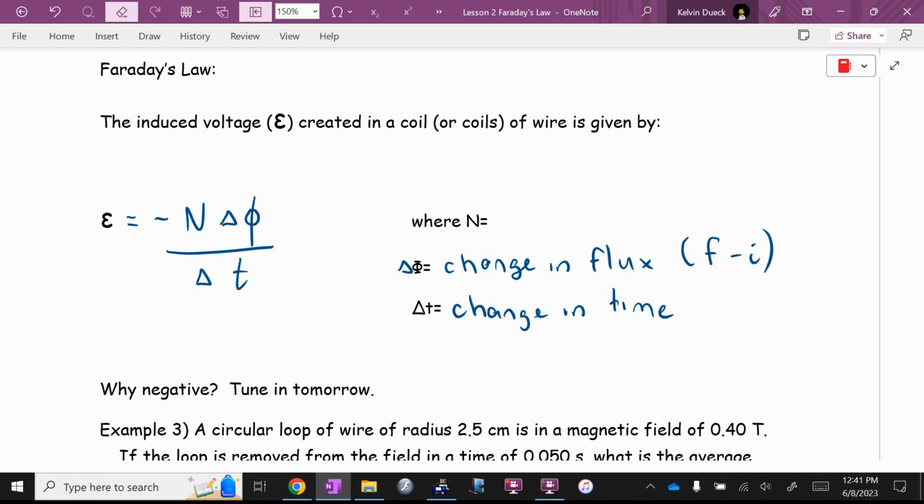And N is the number of coils of wire. Often they'll just say a coil, which means N is 1, but if they give you the number of turns, it goes there. What else is standing out in that equation that you're wondering about? Why negative? I'll explain it tomorrow. Very cool. One of my favorite laws called Lenz's law.